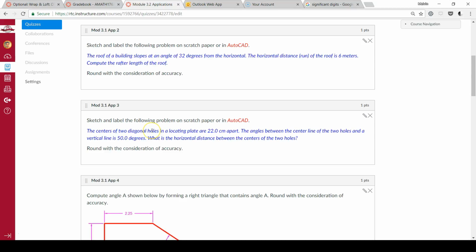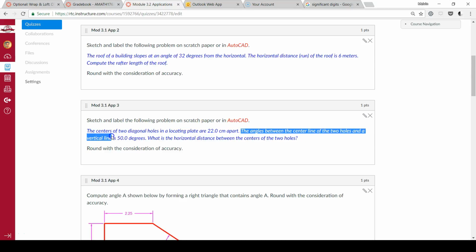The centers of two, and we're talking about the centers here. That's another important thing to note. The centers of the holes is what we care about, in a locating plate, are 22 centimeters apart. So if I was to just straight up measure with a steel rule or calipers or whatever, from center to center, it'd be 22. The angles between the center line of the two holes, so this is that line that's connecting the two holes, and a vertical line.